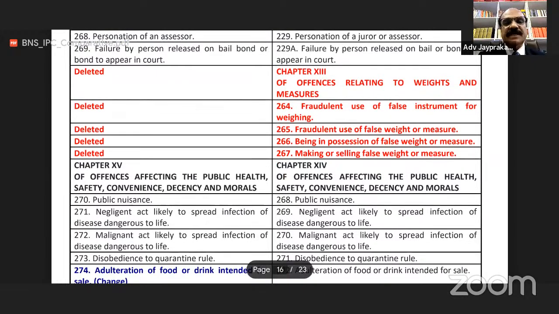Then one chapter of IPC is seen here deleted. Chapter 13, of offences related to weight and measures. So these offences may now be shifted to the Weight and Measurements Act. Under that, offences are there. But here they are deleted.